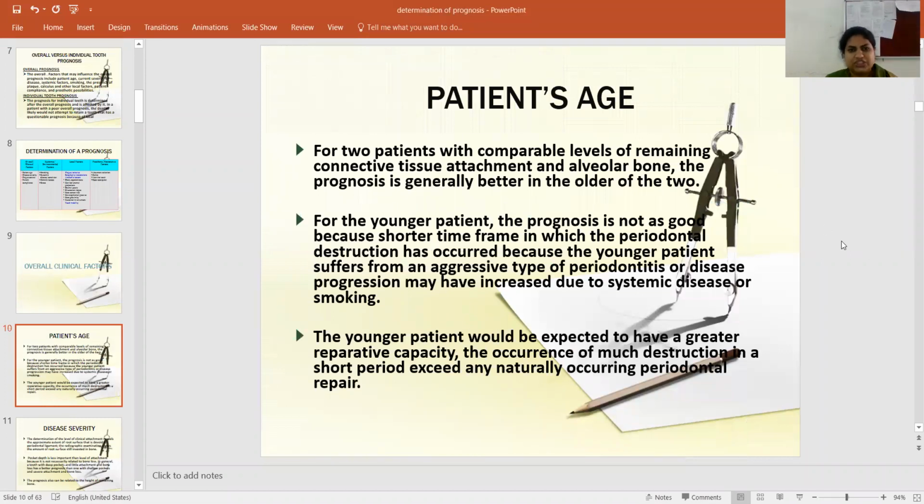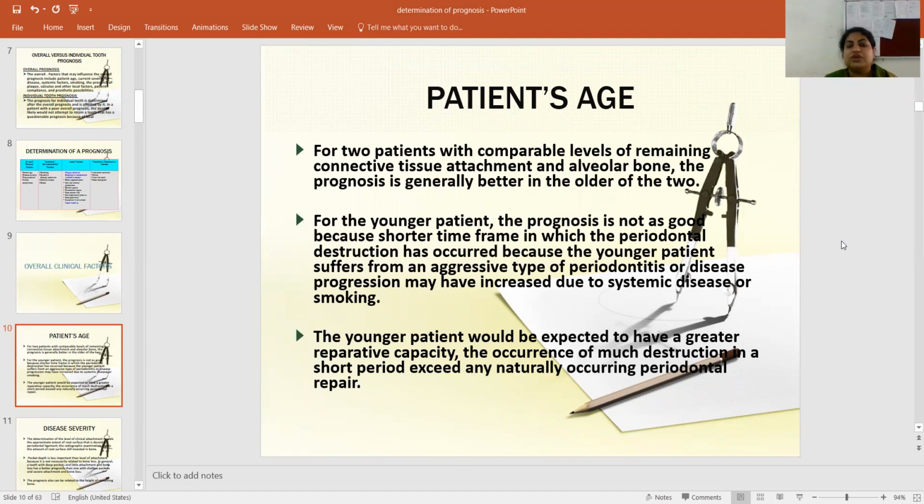Now first is your patient age. Patient age is very important in determining the prognosis. For two patients, if you compare the level of attachment loss and the level of remaining connective tissue attachment, the prognosis will be better for the individual who is older. Why? Because first of all, in your mind it comes that patients with a younger age will have a more favorable prognosis as compared to older age. But consider a patient, one of young age and one of old age, and both have 5 millimeter of clinical attachment loss. Prognosis will be better for the older individual.